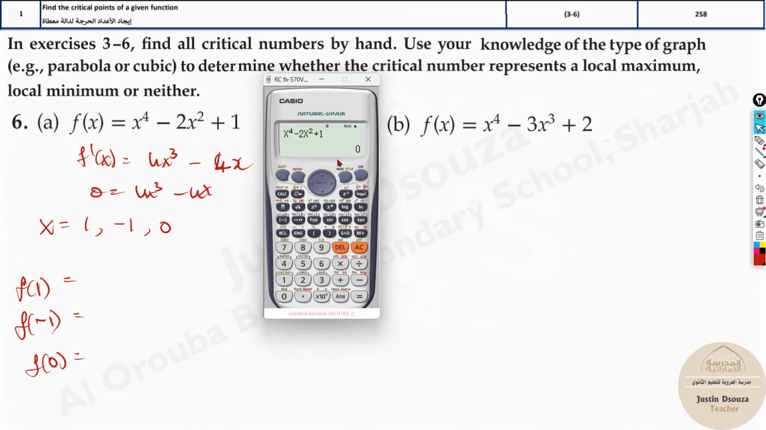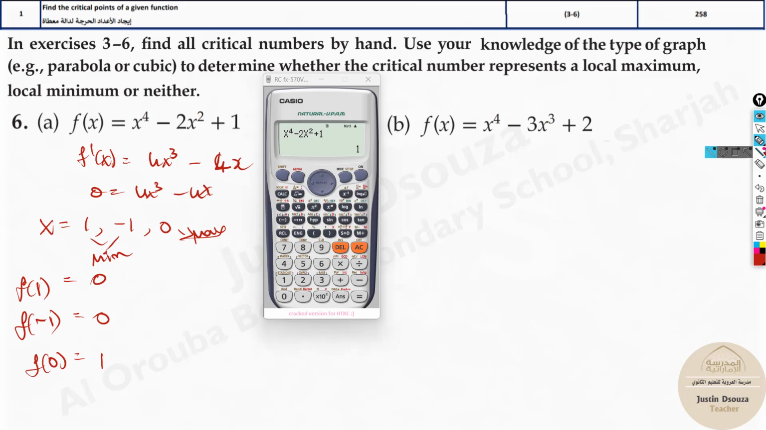I will start with 1. It is 0 if I have 1. Now let me calc minus 1. Again it is 0. So these both values, I got 0 and 0. They are equal. If they are maximum, both are maximum. If they are minimum, both are minimum. And let's check calc of 0, and it's 1. So this is the maximum point, and these both are minimum points.